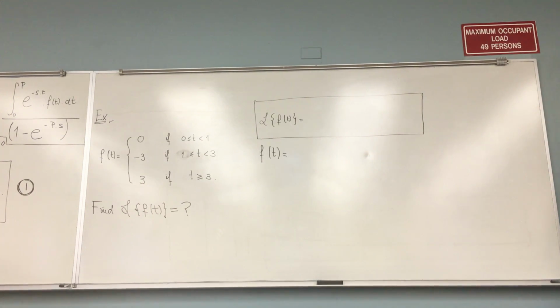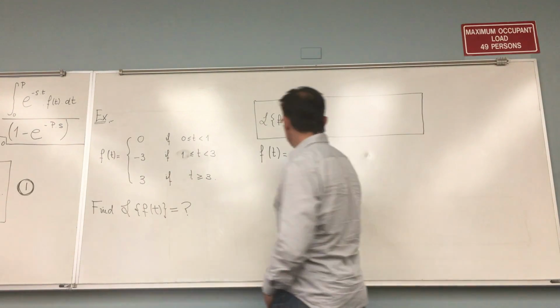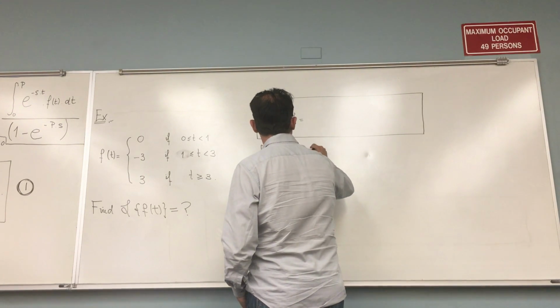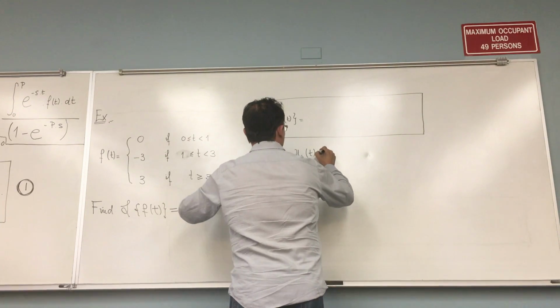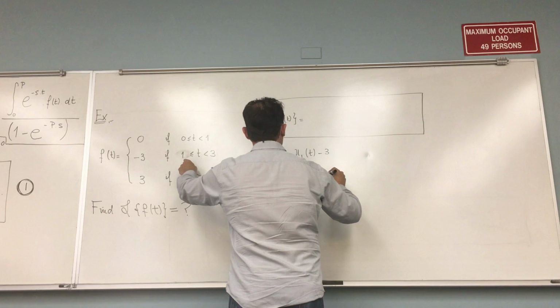You can just do u. You start with u sub 1 first, right? But after 1, I want it to go to level minus 3. So minus 3 after 1, right?